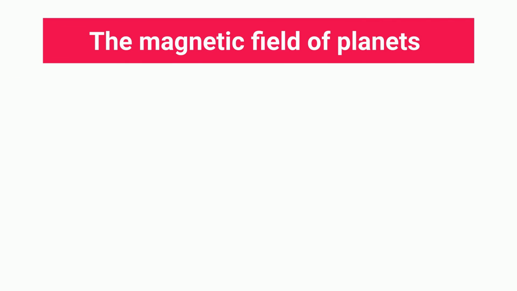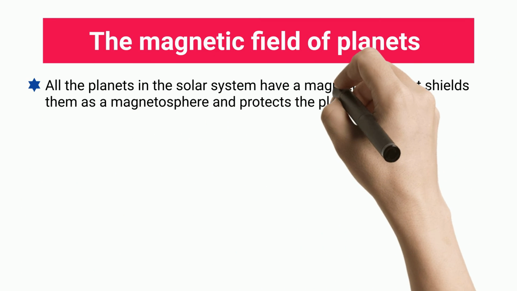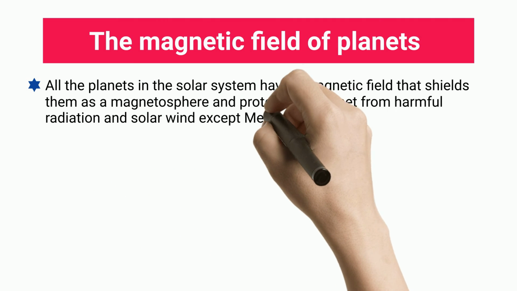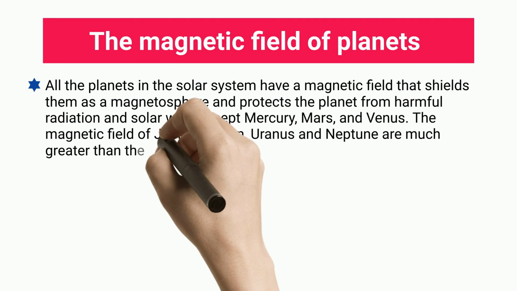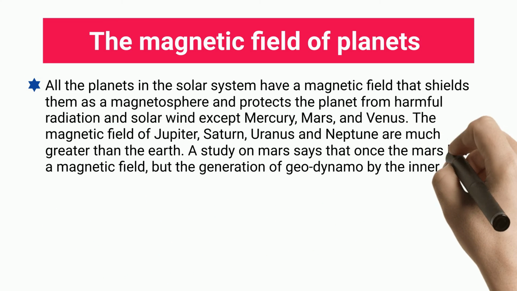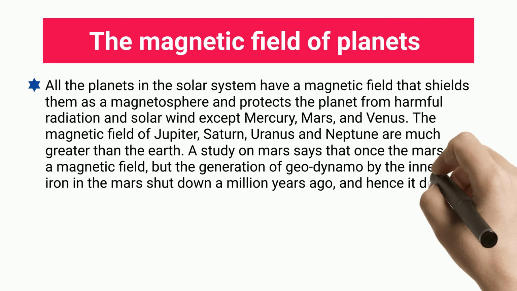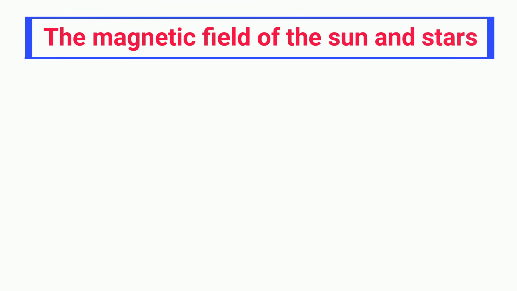The magnetic field of planets. All the planets in the solar system have a magnetic field that shields them as a magnetosphere and protects the planet from harmful radiation and solar wind, except Mercury, Mars, and Venus. The magnetic fields of Jupiter, Saturn, Uranus, and Neptune are much greater than the Earth's. A study on Mars says that Mars once had a magnetic field, but the geodynamo in the inner iron core of Mars shut down 1,000,000 years ago, and hence it does not have its local magnetic field.